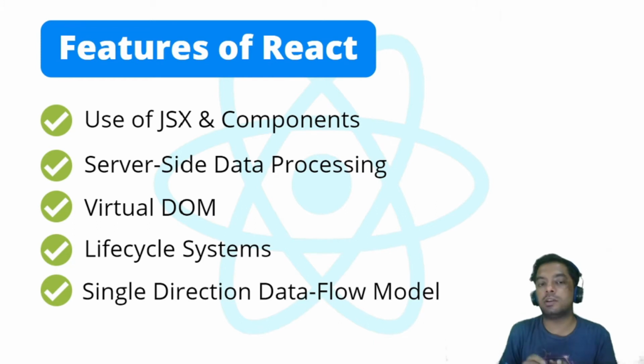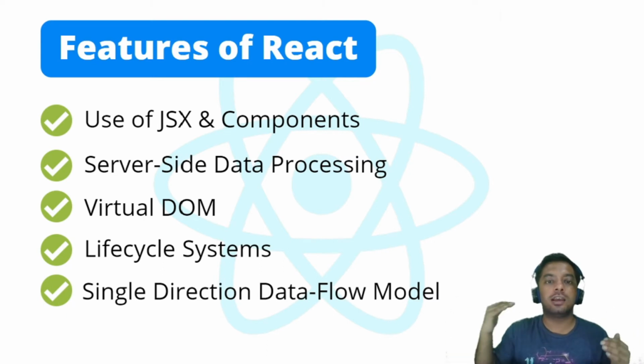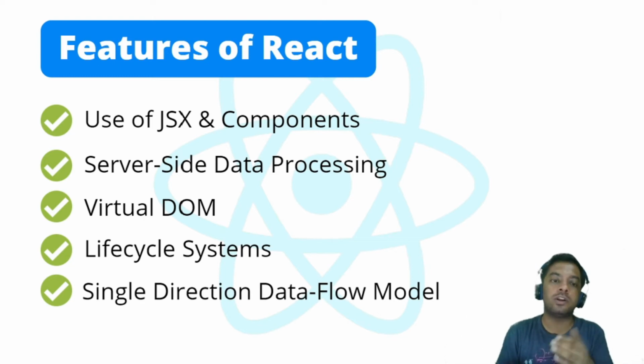Let's say there is a component and some state changes are made in that. So those state changes won't affect its sibling components, neither its parent component. They will only and only affect this component and its child components. So this is what the single direction data flow model means. This is a very important feature of React. That is very useful.